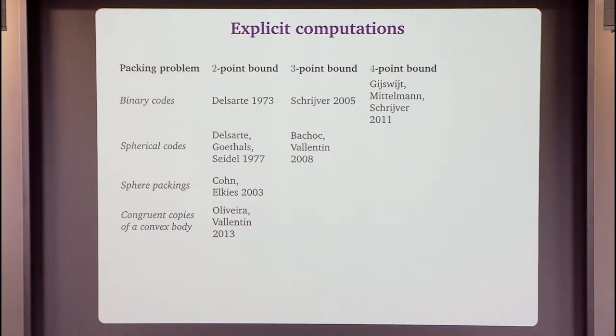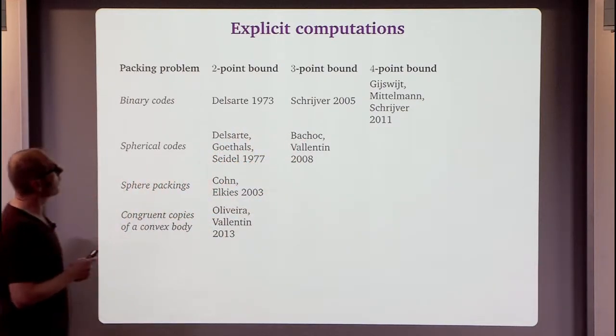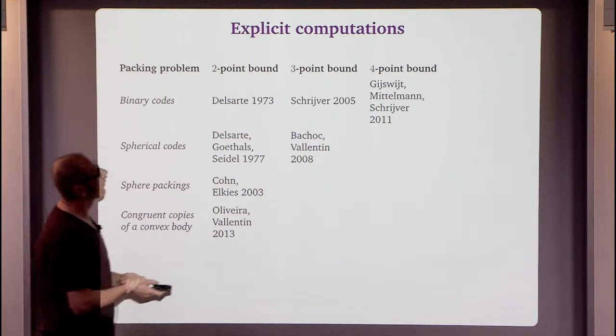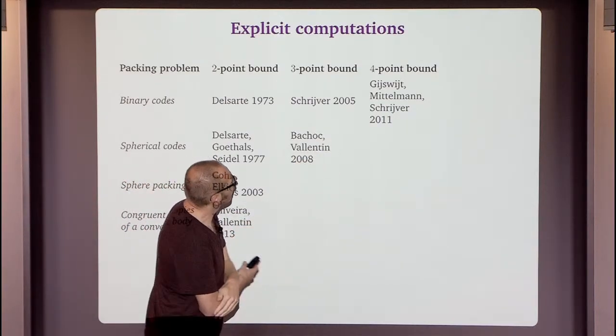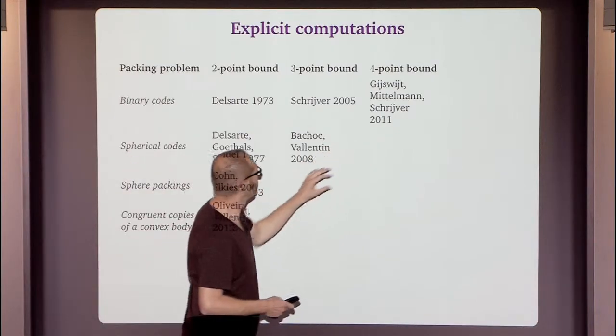Symmetric spaces are exactly characterized by these bounds being LP bounds. Okay, so in circle codes, 3-point bounds were worked out by Christine Bachoc and myself. And then 4-point bounds, this is kind of the furthest people could go. They were worked out by Heisweit, Mittelmann, and Schreiber a couple of years ago. And here are all things missing.